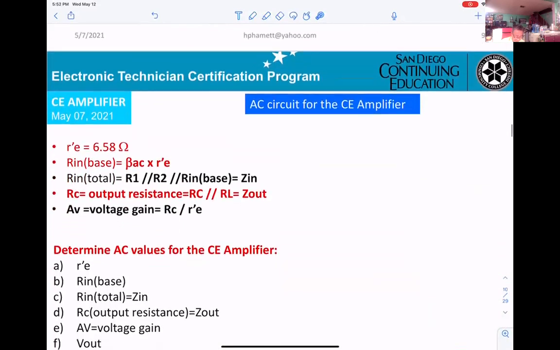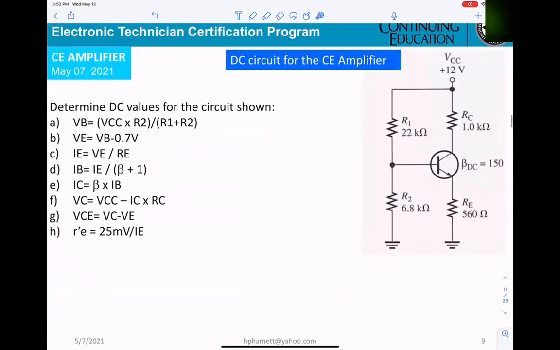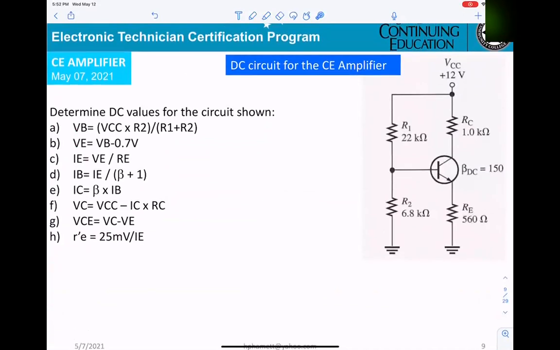Hey, Mr. Pham, just one other thing. If you have an AC beta and a DC beta, which one should we use? If you calculate for the DC, you're using beta DC, right? If you calculate the AC, normally you're using beta AC. However, if they're not giving you beta AC, then you can use beta DC. Okay, thank you.